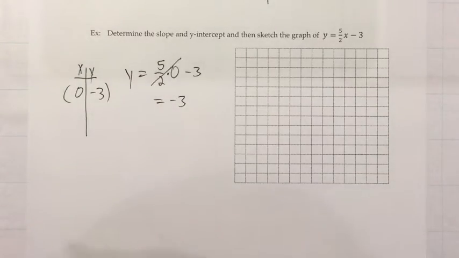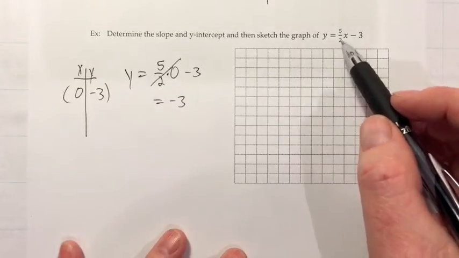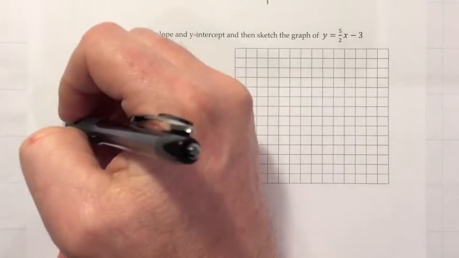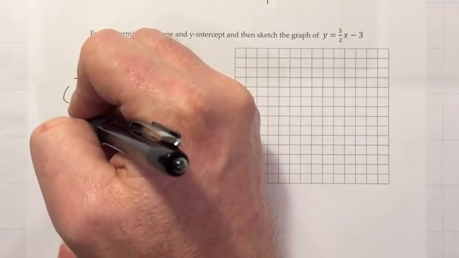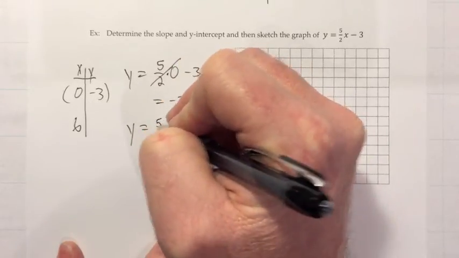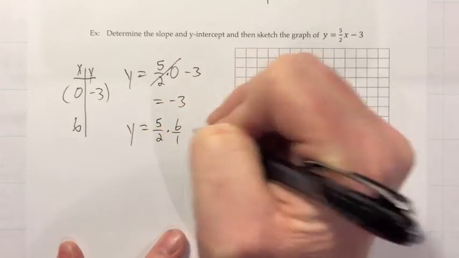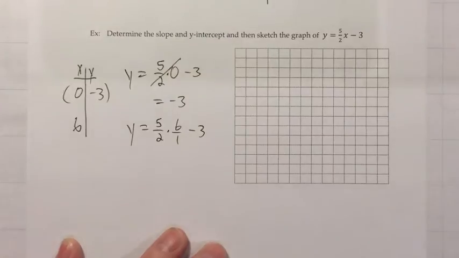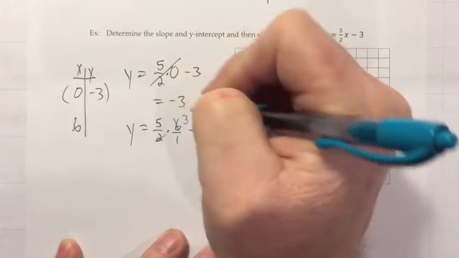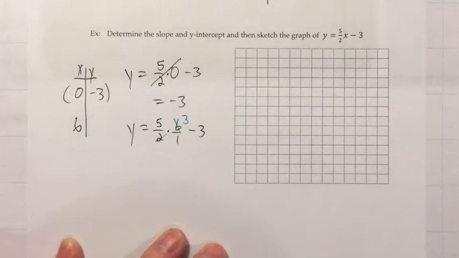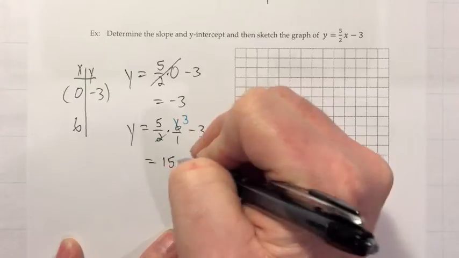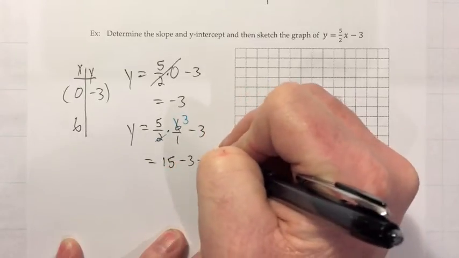Now to find another point, as I mentioned earlier, it's good to use a multiple of the denominator when you're plugging in. So let me plug in 6. If I plug in 6, I get y equals 5/2 times 6/1 minus 3. And then this 2 goes into that 6 3 times. And I get y equals 15 minus 3, or 12.